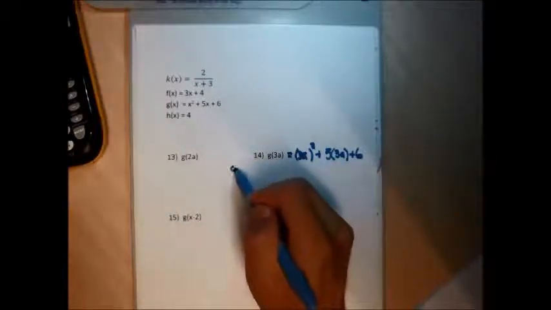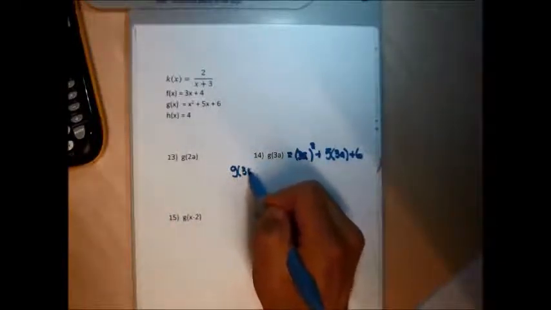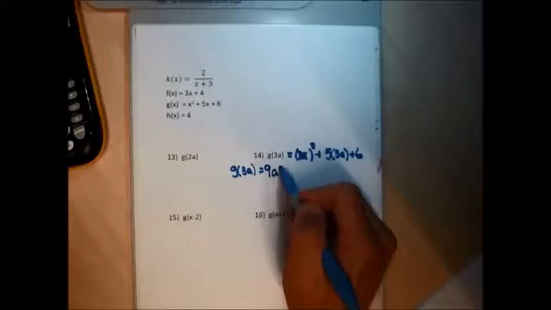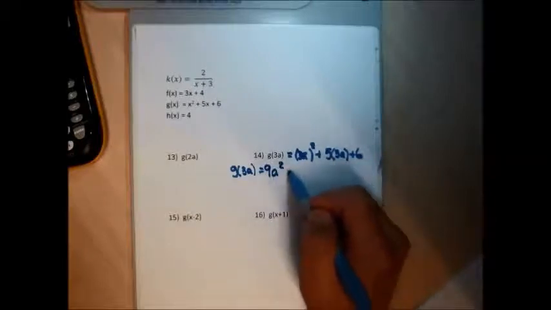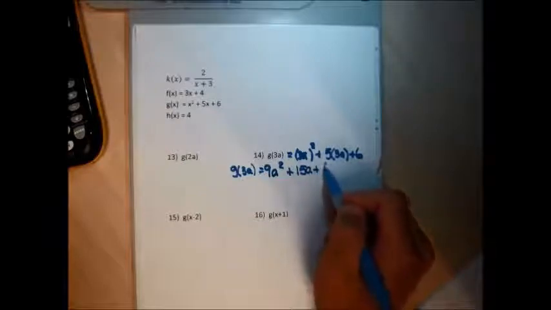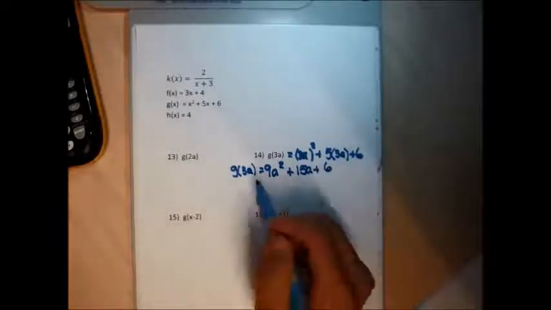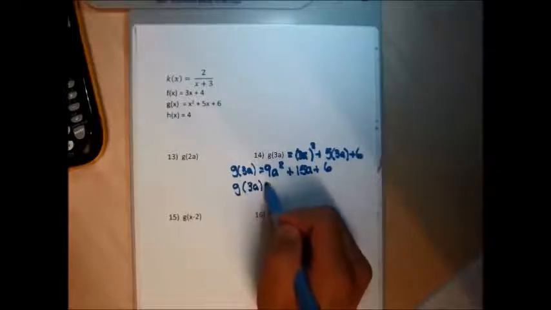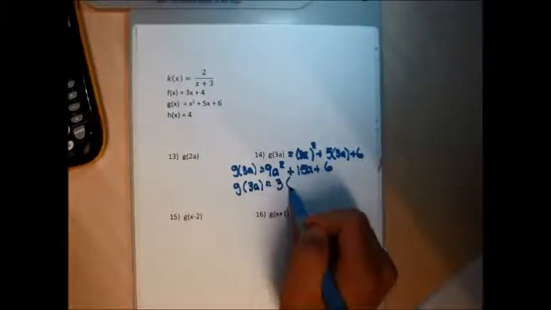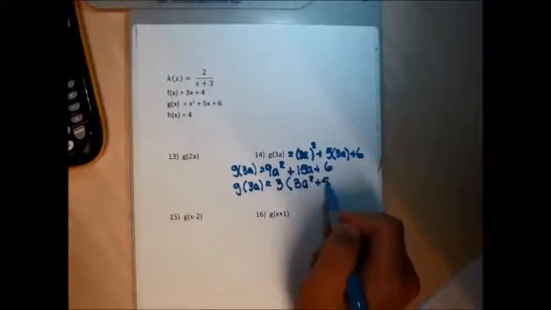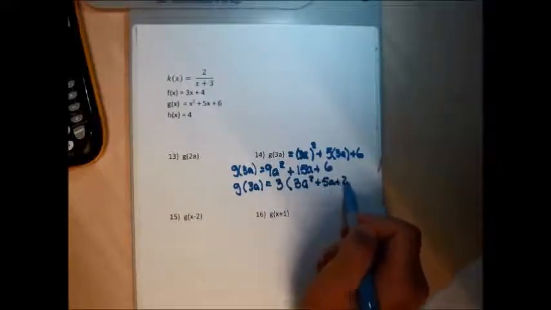And let me leave myself some room here. So I'm going to get g of 3a. 3a squared, I square the 3, and 3 squared is 9. I square the a and get a squared. 5 times 3a gives me 15a, and the plus 6 is plus 6. There's a common factor of 3 that I could factor out. When I factor out a 3, I'm left with 3a squared plus 5a plus 2.